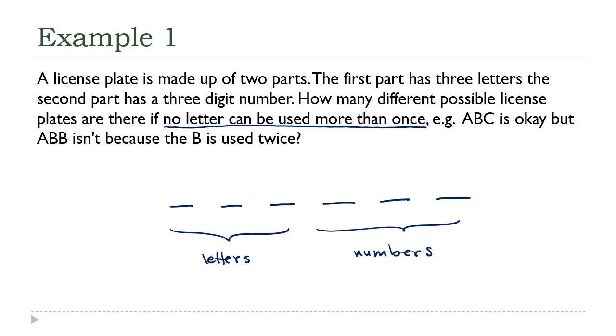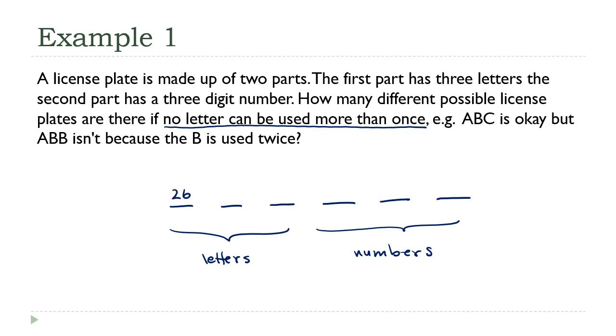Right, how many options do I have for each of these choices? Well, looking at the letters, for that first letter, I have 26 different letters in the English alphabet to choose from. So I've got 26 choices here.